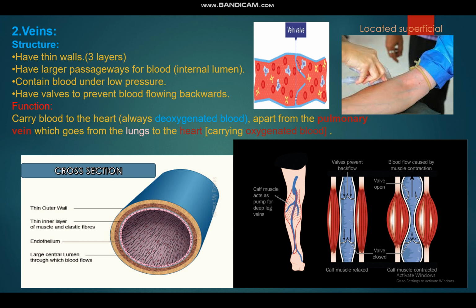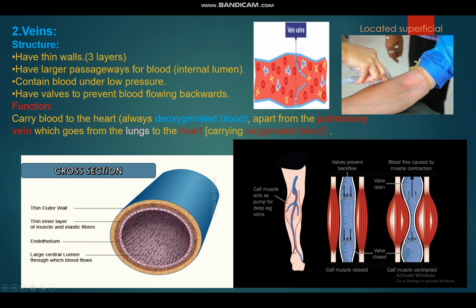The second thing which makes the blood flow through the veins is the skeletal muscles. Usually we talk about the calf muscles, that due to the contraction and relaxation of the skeletal muscles, which causes compression on the walls of the veins, it makes the blood move in one direction. So you can see that the semilunar valves are opening in one direction, and due to the compression of these skeletal muscles, it makes the blood flow in one direction.